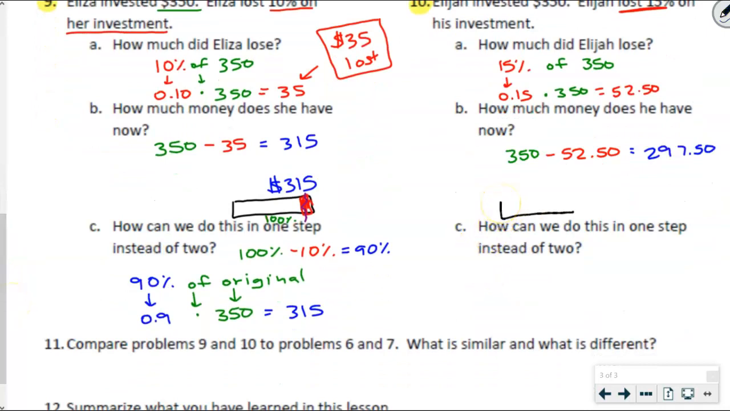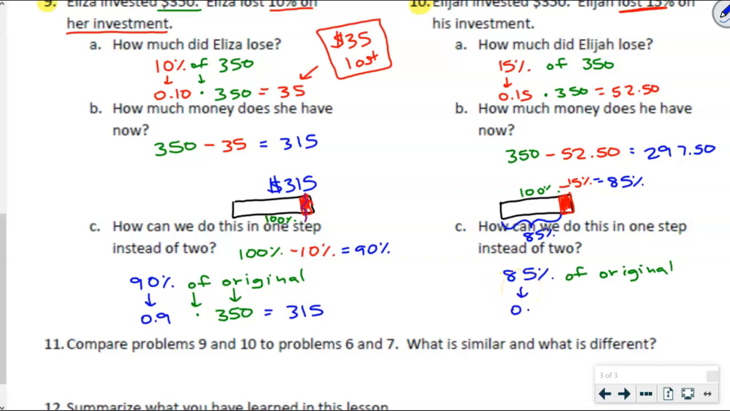When I start with 100%, and I first find out what 15% of that is, I then take that and subtract it. So 100% minus the 15% is equal to what I have left right here, and what I have left right here is 85%. 100% minus 15% is 85%. So how do we do this in 1 step? I just want to know, well, what's 85% of the original?